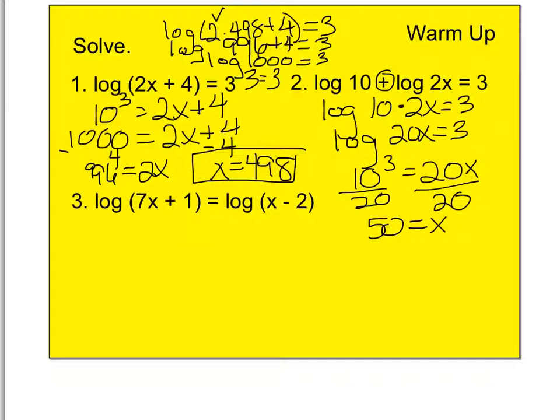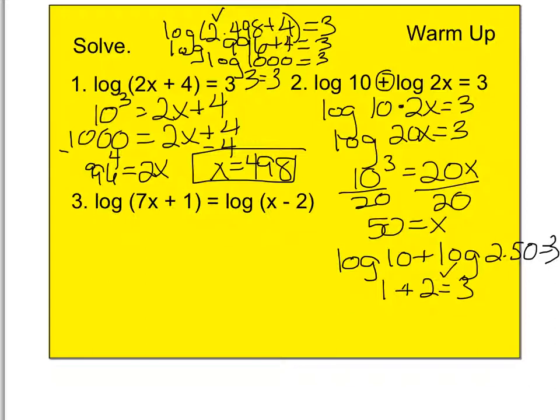Let's go ahead and check that. So I have log 10 plus log of 2 times 50. I want it to equal 3. Well, log 10 plus the log of that's going to turn into 100. You can type into your calculator. The log of 10 is 1. Log of 100 is 2. And 1 plus 2 does equal 3. So that is an actual answer.